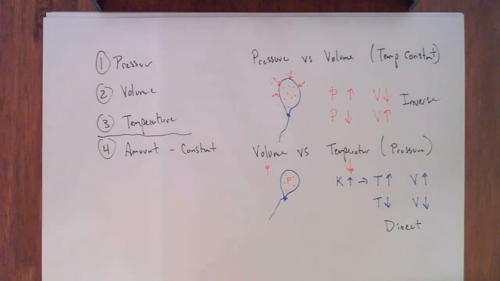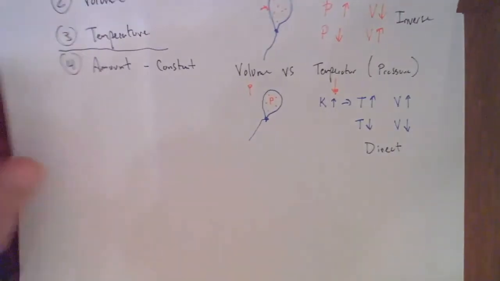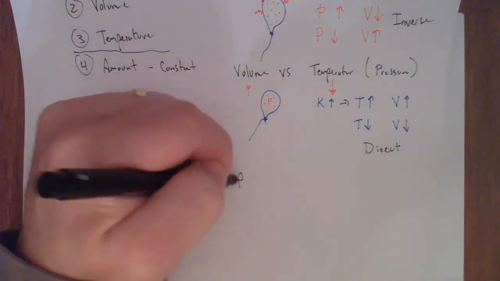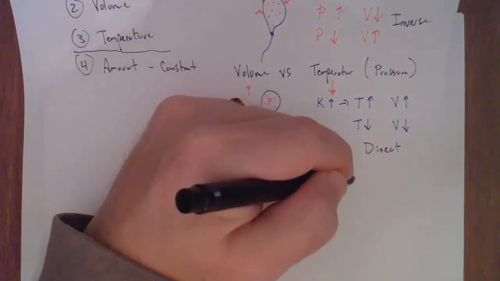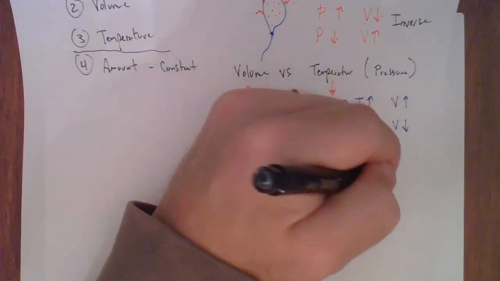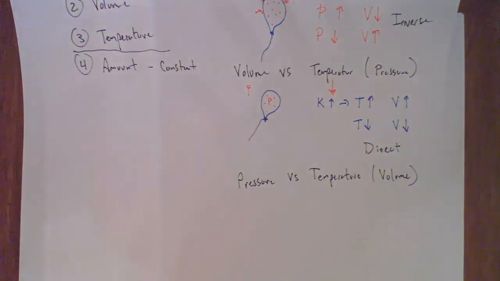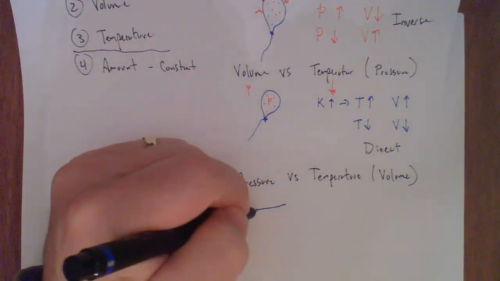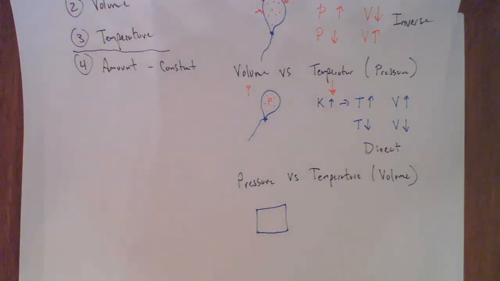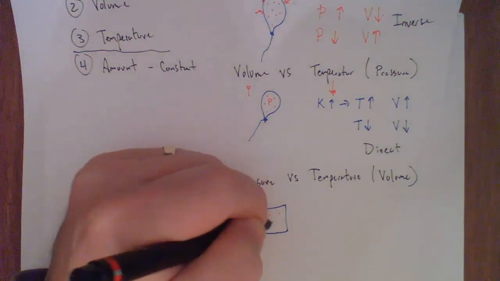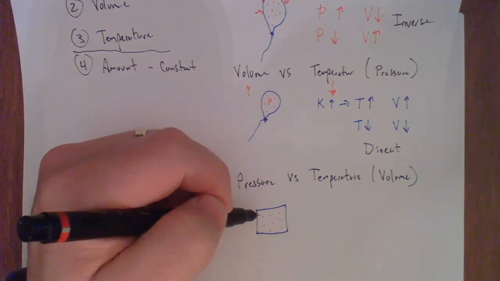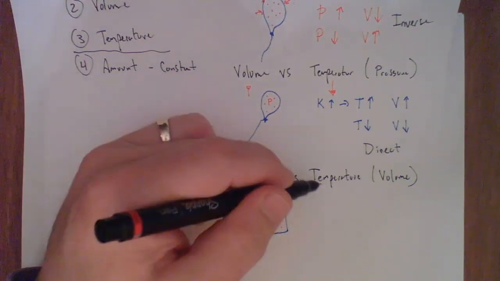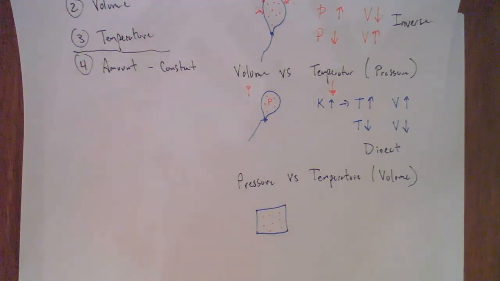Okay. Our last relationship that we want to look at is when we compare our pressure and our temperature. And in this case, we're now holding the volume constant. So the volume is not going to change, which means that we're going to look at a fixed container. So we'll put some molecules inside of here, some gas particles, and they're going to push on the walls of the container, but the container can't change its size, so the volume is going to be fixed.